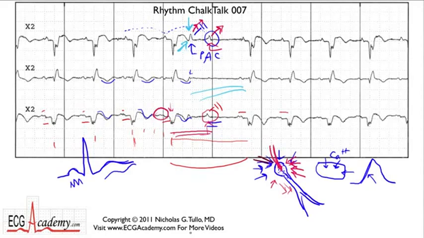I hope that helps you understand the cardiac physiology a little bit better, and that's what I'm trying to do with these Rhythm Chalk Talks.